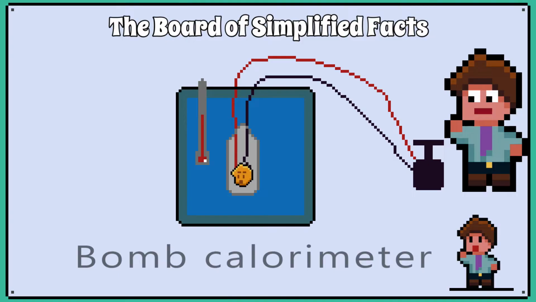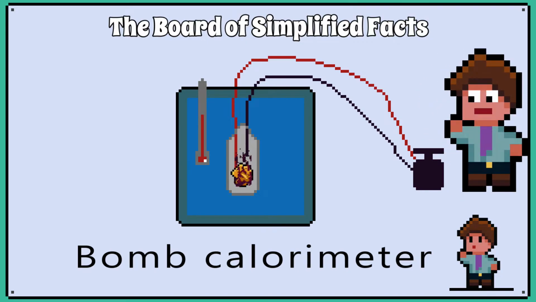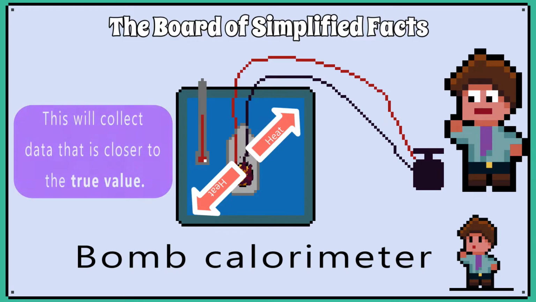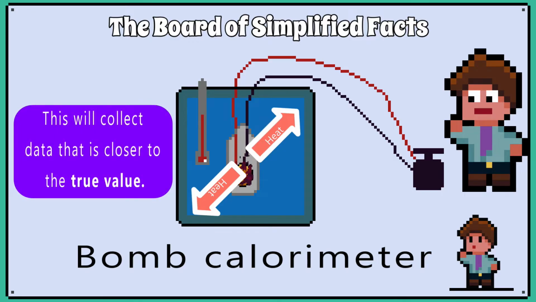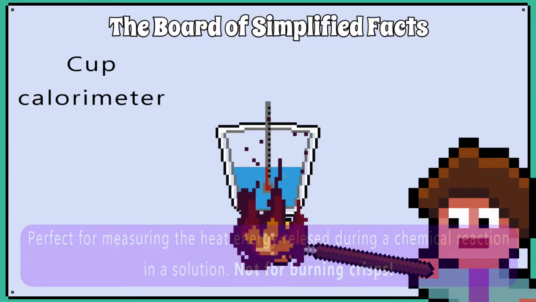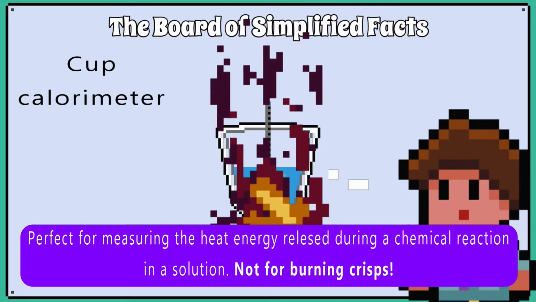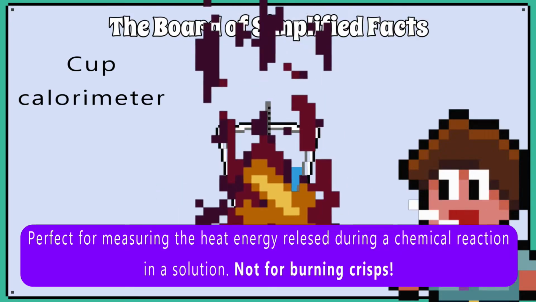In the food industry, they use a bomb calorimeter to measure the calories in the food. A bomb calorimeter has the food contained in a vessel, which can be remotely ignited. The vessel is surrounded by water, which is insulated and has a temperature probe inside. This means nearly all the heat energy released from the food is transferred into the surrounding water, and we get a measurement that is closer to the true value. In a class setting, you can use a cup calorimeter, which is a polystyrene cup that is insulated, but that is not suitable for the burning food experiment, but it is more suitable when measuring the energy released during a chemical reaction within a solution.